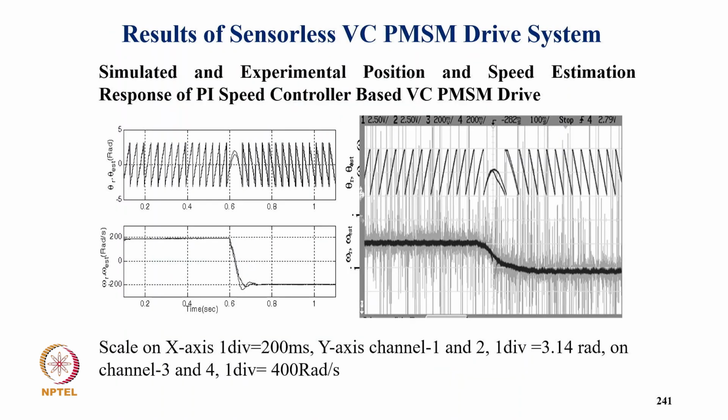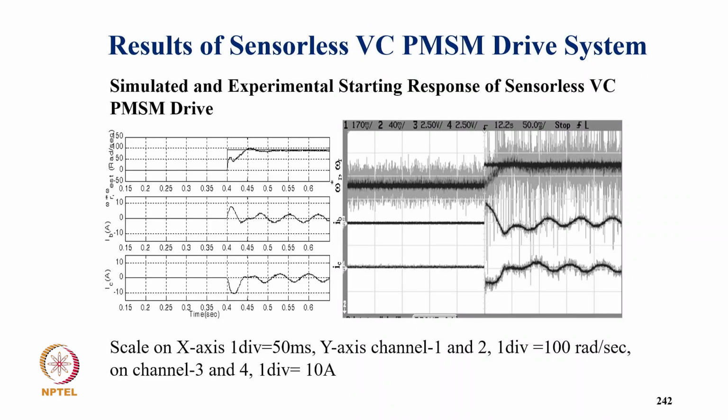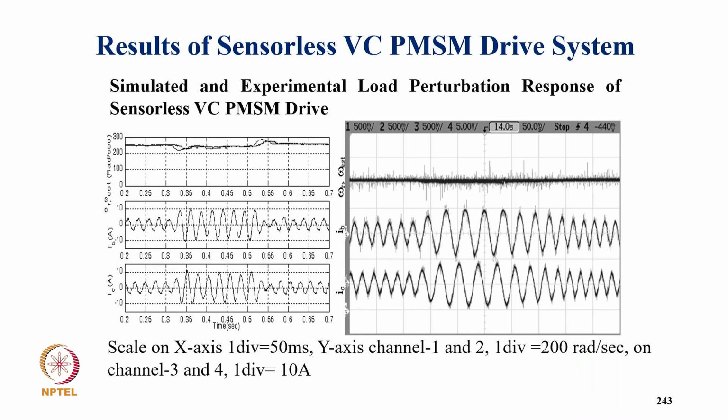And this is typically the result of sensorless vector control of PMSM drive, here experimental and simulated, with the position and speed estimation response of PI control based vector control. So you can see the reversal, how the estimated position signal and the actual signal, and how experimentally also it is a similar signal, of course experimentally averaged. So this is typically the starting response in sensorless control mode, simulated and experimental results.